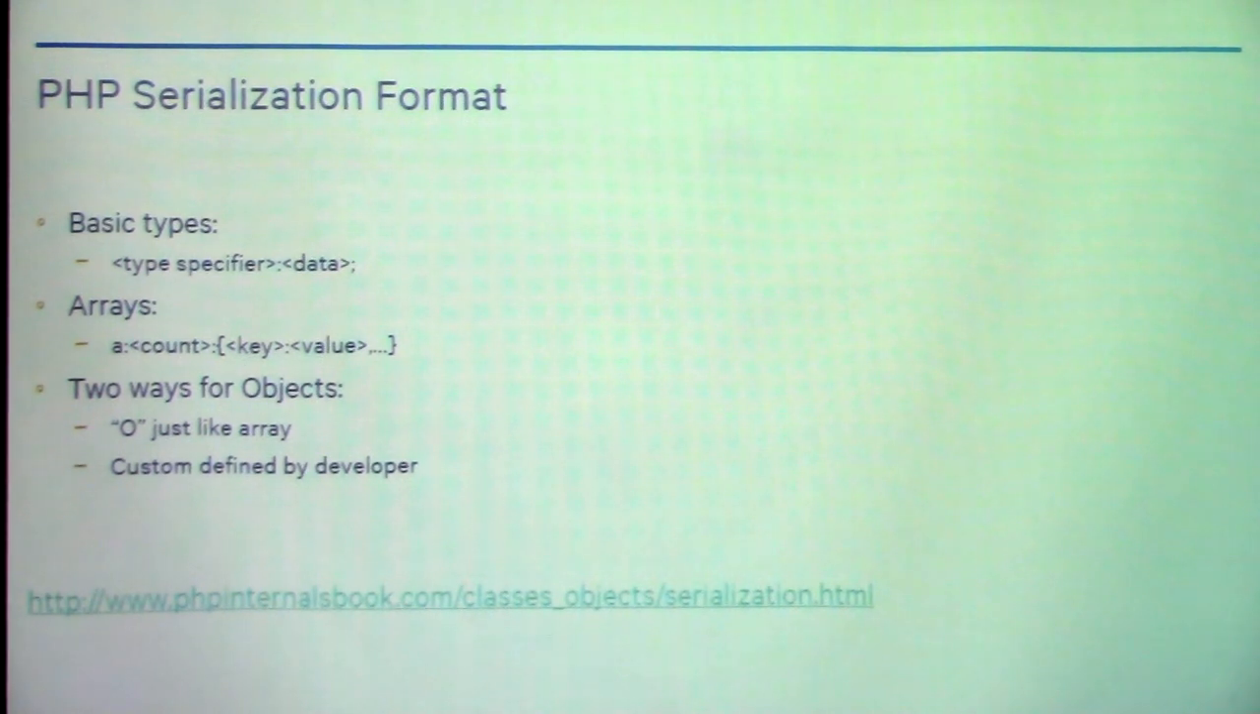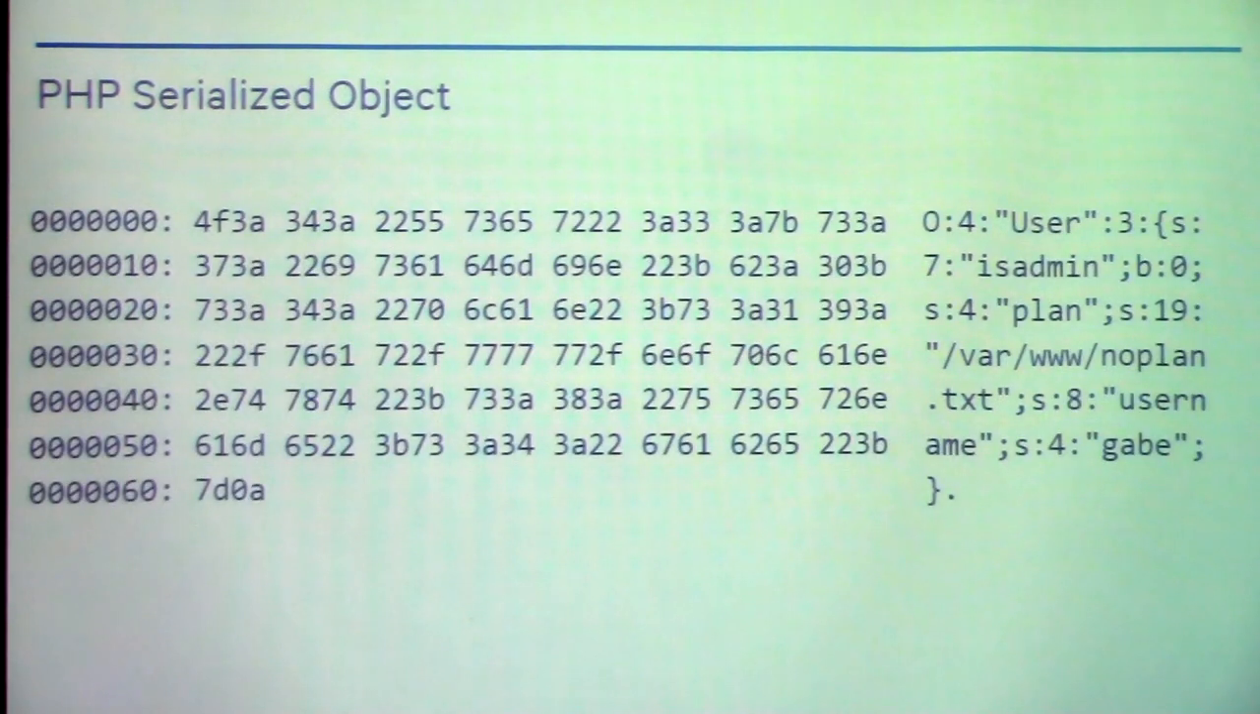And then there's two ways for objects to be serialized. One is it looks just like an array, but it's an O instead of an A, and then the fields are in there like the array. And then the other way is custom, where there's a function that reads and writes out the stuff. So you can find it right up here that goes into details on that.